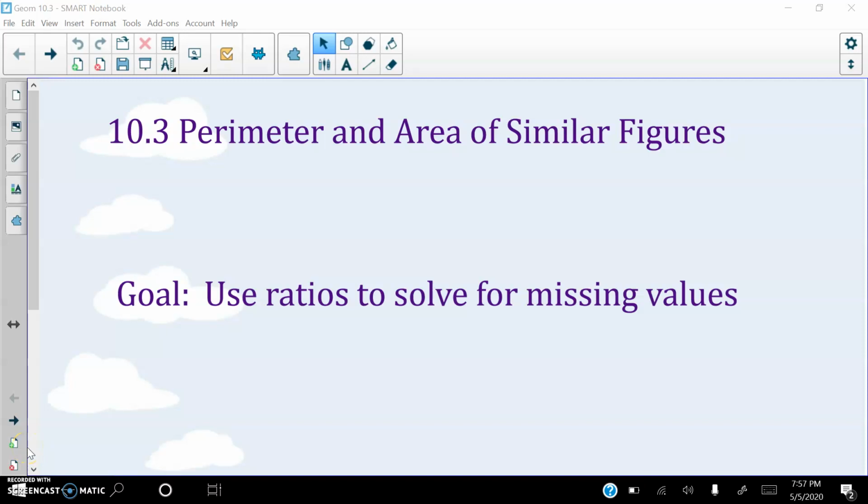What's up, everybody? This is going to be 10.3. It's about perimeter and area of similar figures.